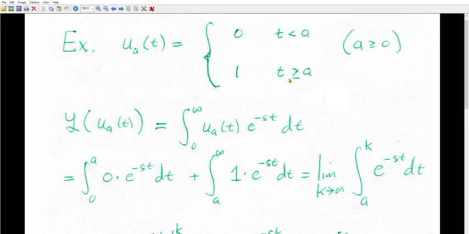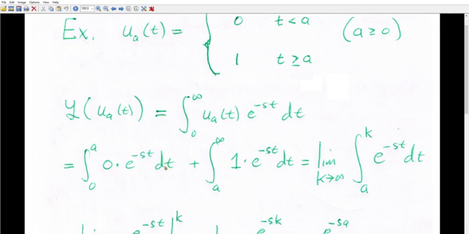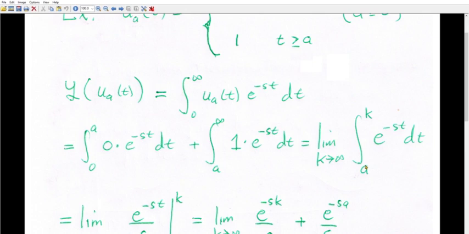So we're going to break our integration from 0 to infinity into 0 to a, and then a to infinity. And between 0 and a, the function value is 0. And between a and infinity, the function value is 1. Okay, so this term just gives us 0. And this term is the limit as k goes to infinity of the integral from a to k of e to the minus st dt.